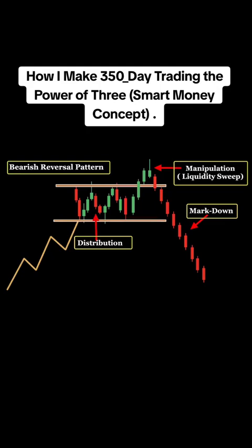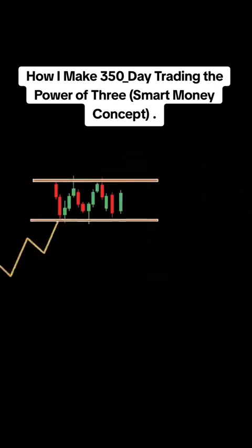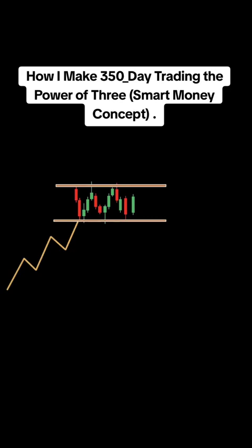Understanding these phases helps us align with smart money and capitalize on these significant market moves. So now let's learn how to trade the bullish and bearish Power of 3 patterns.